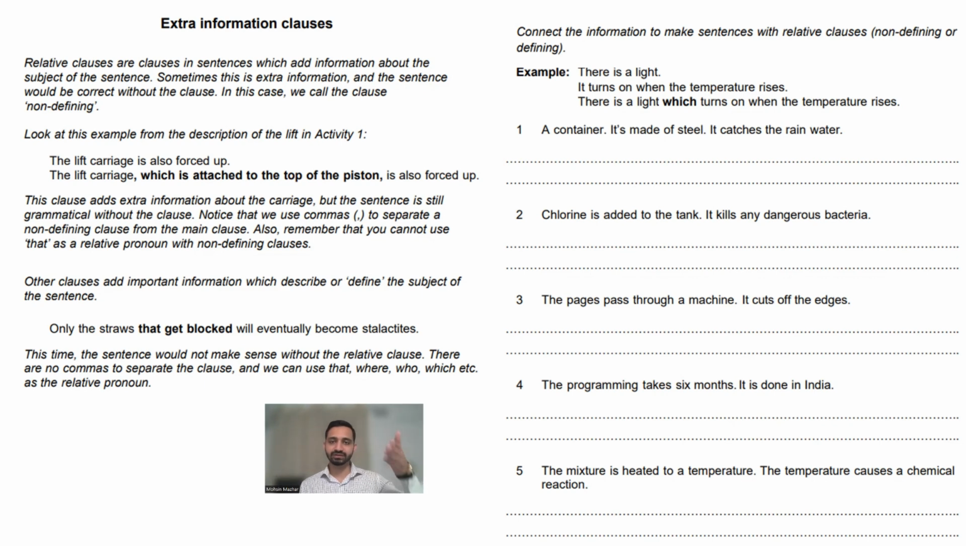For example, there is a light. It turns on when the temperature rises. How would you change that? In this case, is it defining or non-defining? "There is a light which turns on when the temperature rises." Right, so when I'm using "which," without it, "there is a light turns on when the temperature rises" will not make sense. I have to use "which" in the middle, and that is a defining clause. It's defining the light. Which light am I talking about?